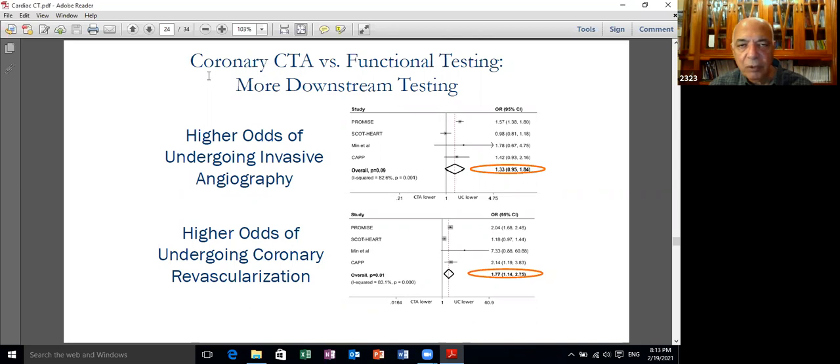Now, this will show you that if you compare a functional test with an anatomical test, then the anatomical test will reveal a higher odds of undergoing invasive angiography, and a higher odds of revascularization, as I just alluded to, by almost 2% for each of them. Absolute difference.